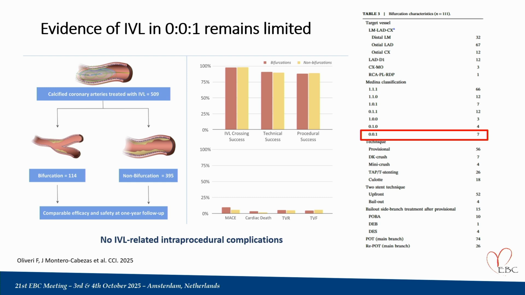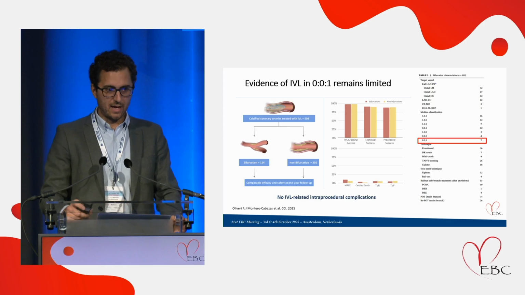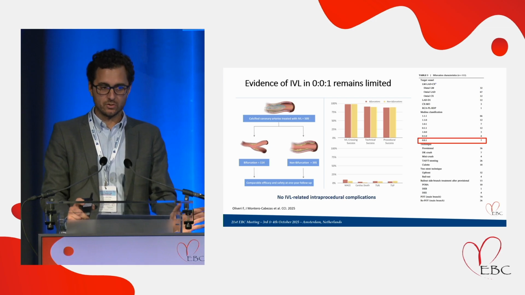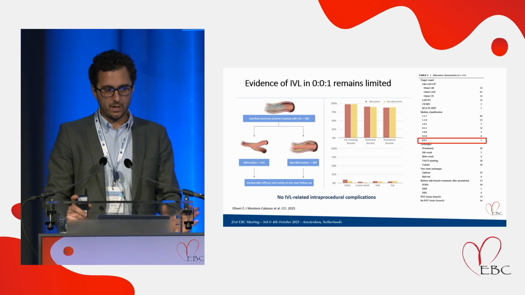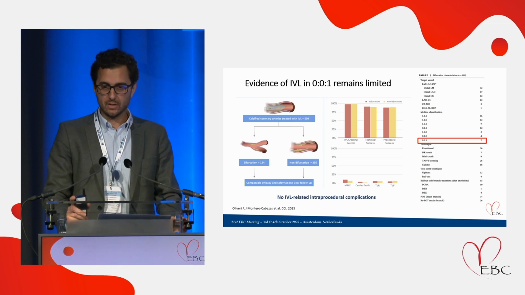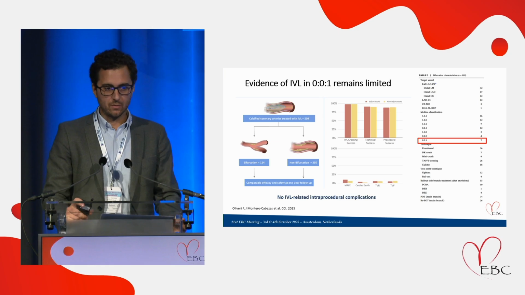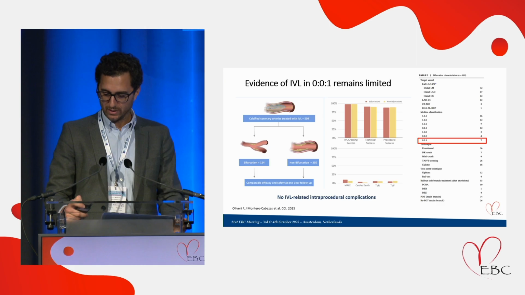We could see that in general, in the study, IVL crossing success was almost 100%. So these lesions were also able to be crossed with the device. The technical success and the procedural success were also quite high, compared to the non-bifurcation lesions treated with IVL, also from the registry. So we need more data, and we need to define a little bit better what we're doing and how we are tackling these lesions.